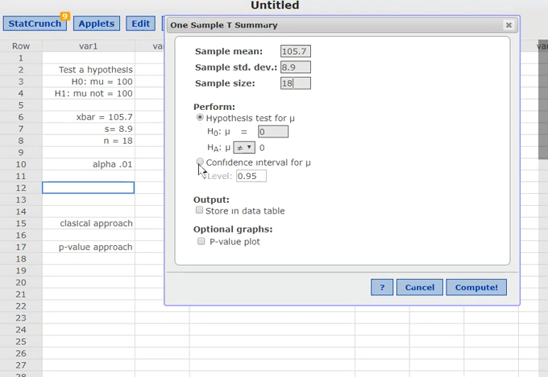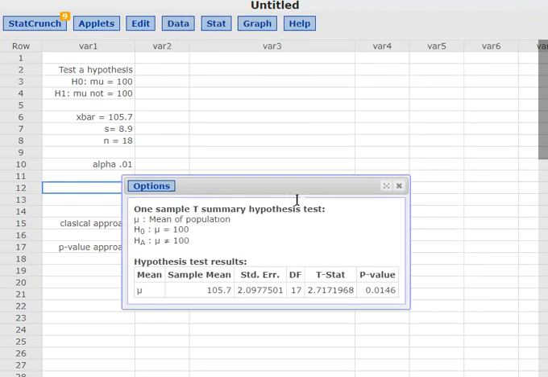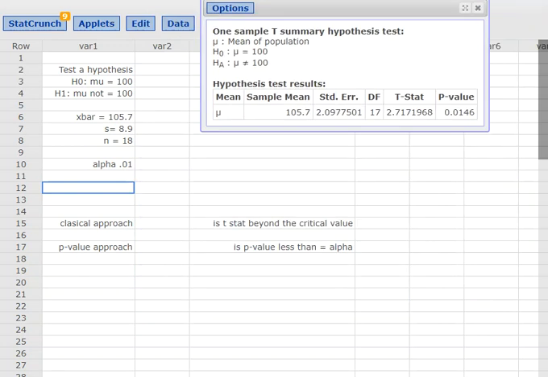This is a hypothesis test, but remember, in hypothesis tests we have to account for alpha, and we do that within the confidence interval information. So the complement of 0.01 is 0.99. I'm going to make that level first and then come back to the hypothesis test. My null hypothesis is that mu is equal to 100. My alternative is not equal, so I'm going to leave that alone, and I'm going to compute and get my values.